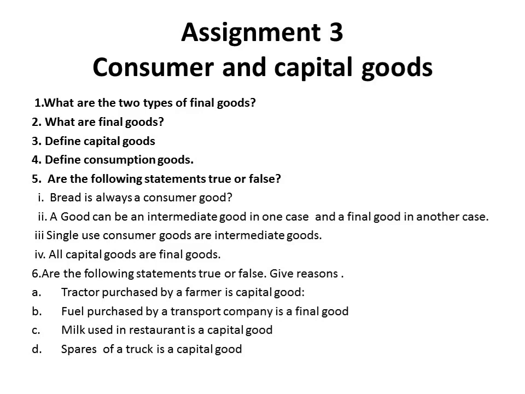Question number 6. Are the following statements true or false? Give reasons. Tractor purchased by a farmer is a capital good. True. It is purchased for final investment. Fuel purchased by a transport company is a final product. False. It is intermediate. It is used in production of transport services. Milk used in a restaurant is a capital good. False. It is an intermediate good. Spares of a truck are a capital good. False. Intermediate good because it has low value durable goods.